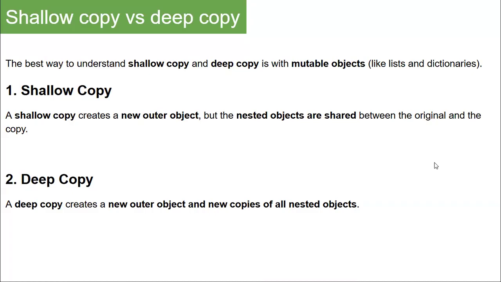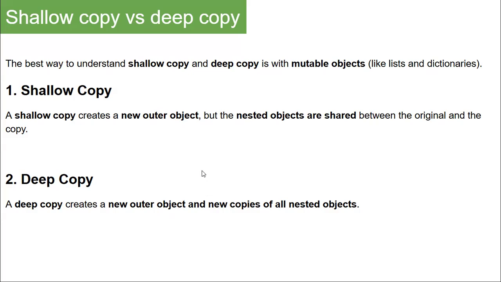We had seen so many data types like int, float, complex, list, tuple, string, bool, all those things. But if you are working with immutable data types or immutable objects, you can't understand shallow copy and deep copy as well. The best way to understand shallow copy and deep copy is with mutable objects. Mutable objects are nothing but lists and dictionaries.